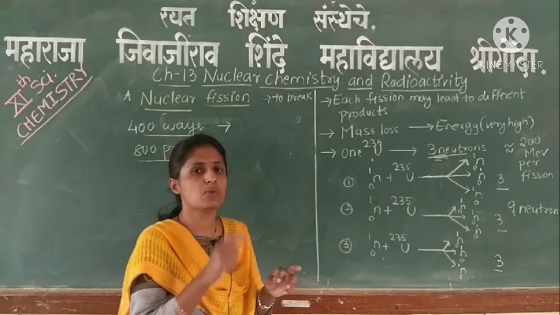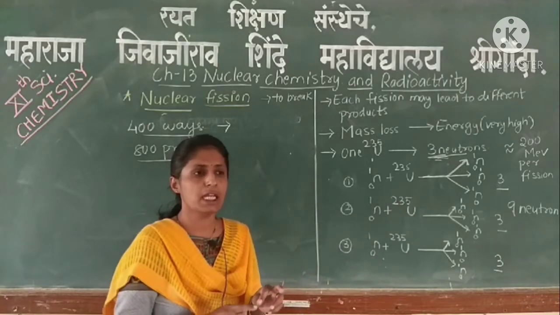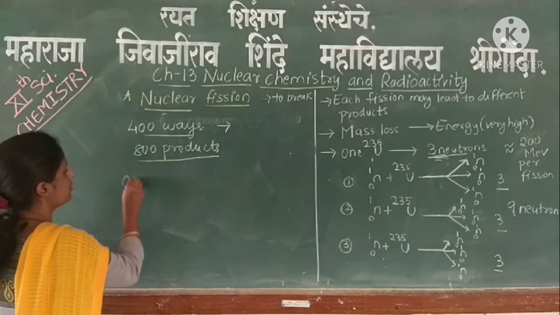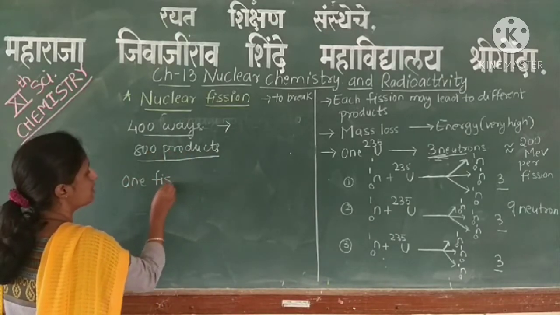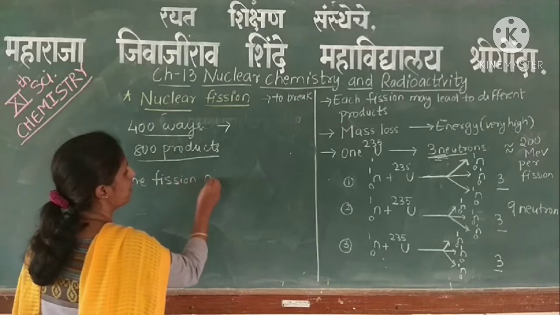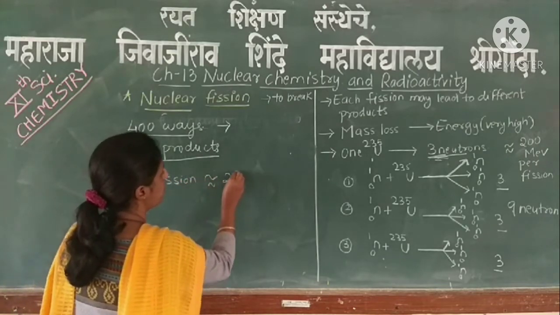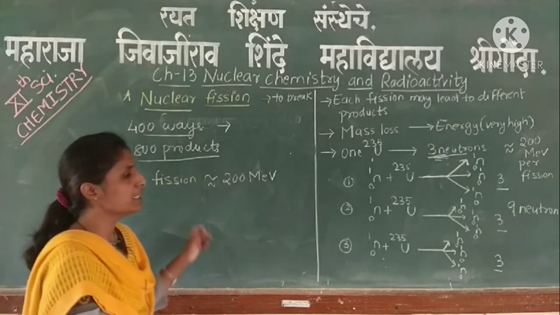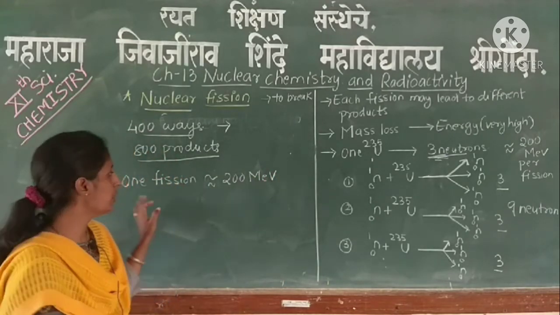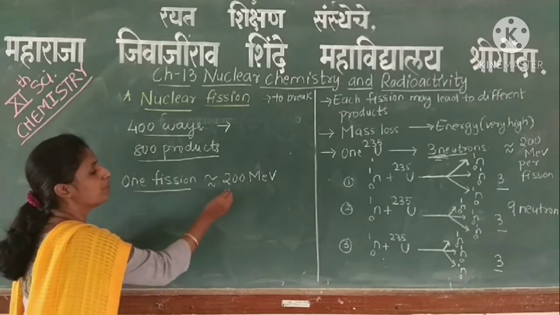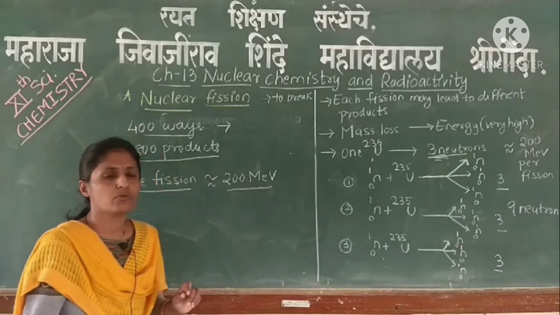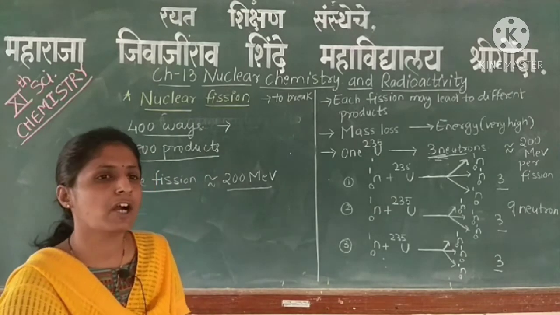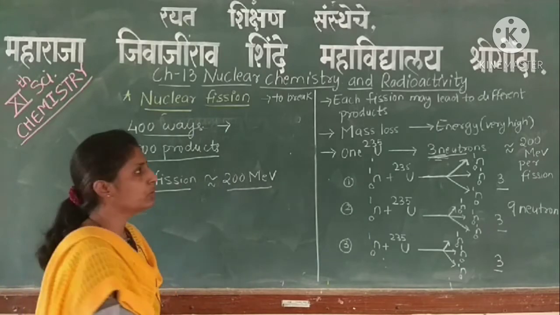9 neutrons. In this way it goes on in a cycle like a chain, and hence it is also called a chain reaction. Now, for one fission, how much energy is released? Around 200 million electron volt energy is being released per fission. Okay, for one fission around 200 million electron volt energy is being released. So this much energy is very high. You can imagine how much energy is released during nuclear fission.